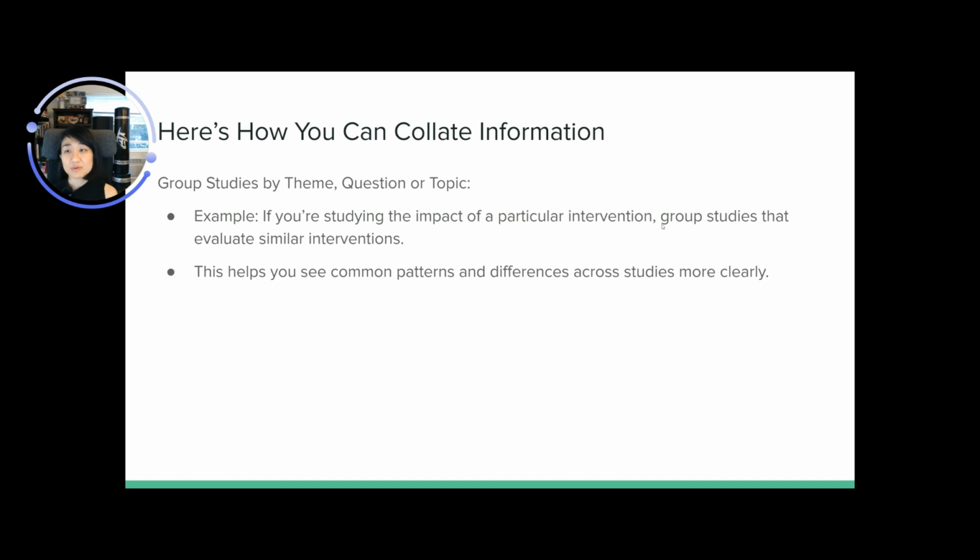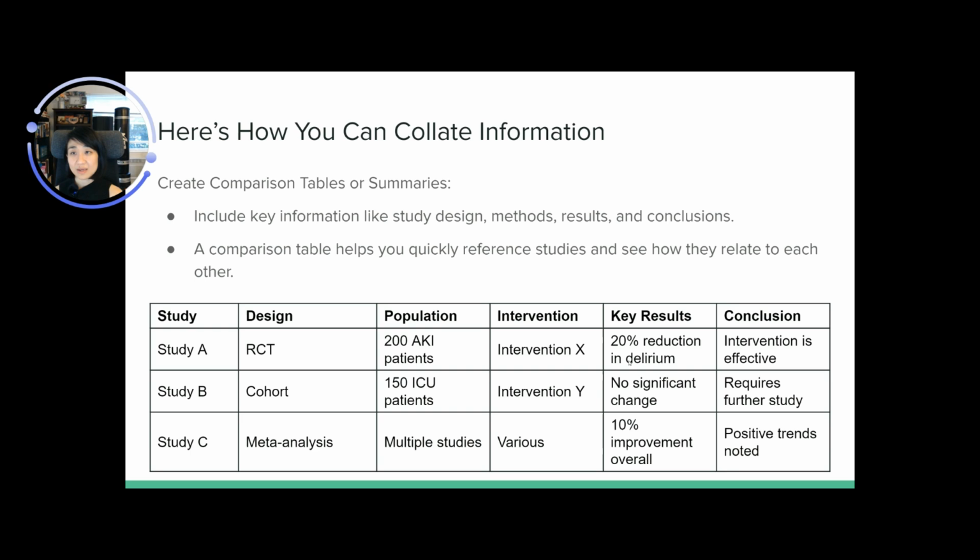So here's a few ways you can collate information. First, you can group studies by theme, questions, or topics. For example, if you're studying the impact of a particular intervention, you can group studies that evaluate similar interventions. And that way you can see common patterns and differences across studies more clearly. And you can actually create comparison tables or summaries. That way it makes it easier. So you can include key information like study design, methods, results, and conclusion. In this way, the table helps you quickly reference studies and see how they relate to each other.